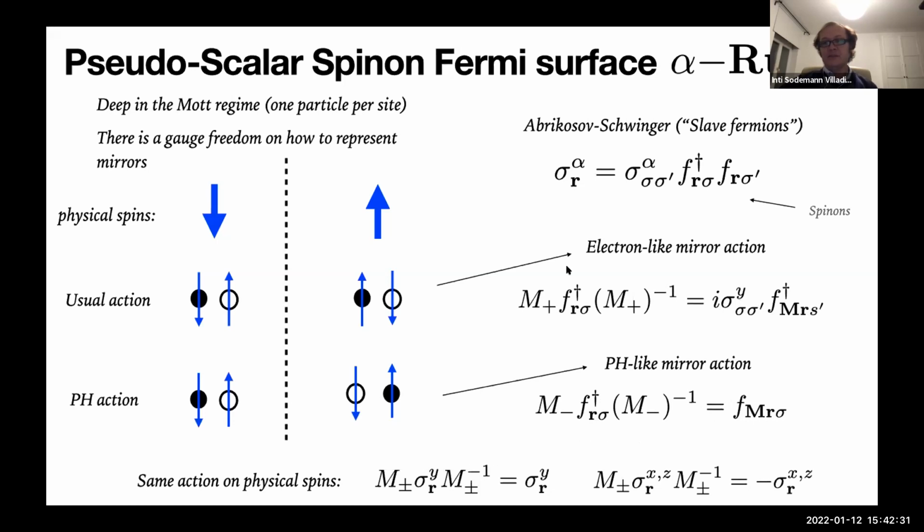And what you can convince yourself is that the spin bilinears, which are the physical operators in this Abrikosov Schwinger representation, transform in the same way under these two operations. Okay. So these two different representations of the mirror on the action of the spinons lead to the same physical symmetry of the actual physical objects, which are the spins.